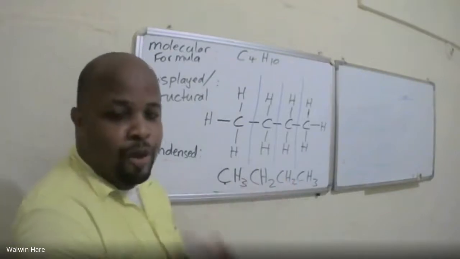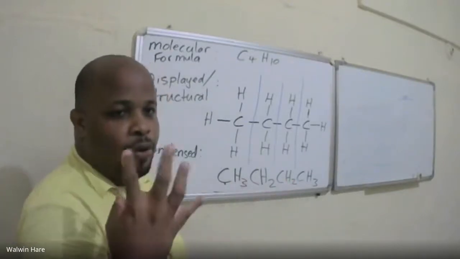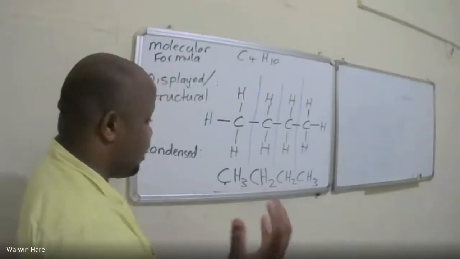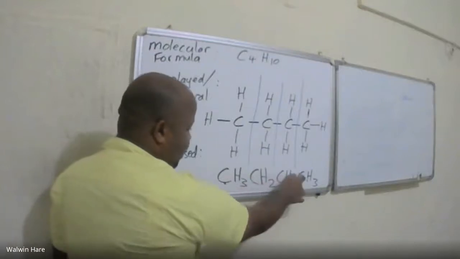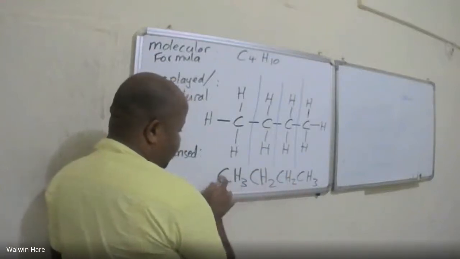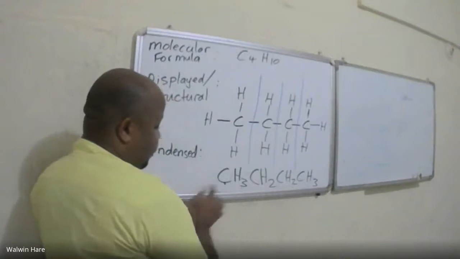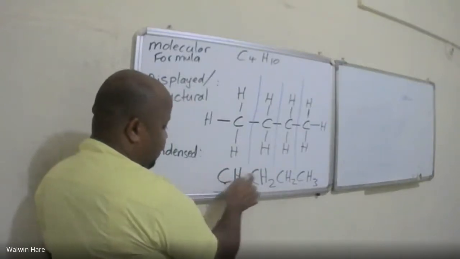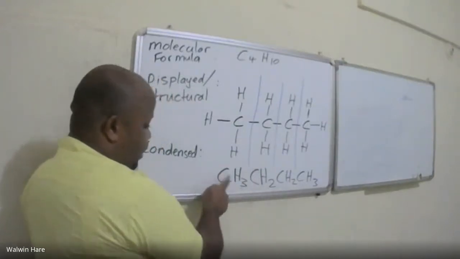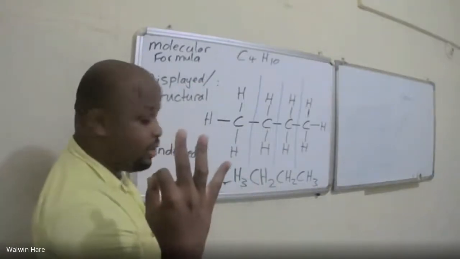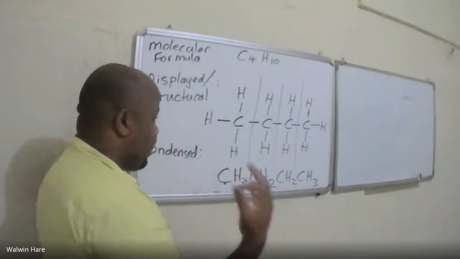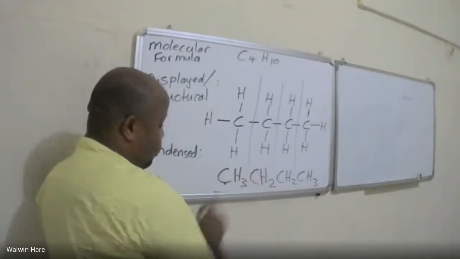Also, remember carbon forms how many bonds? 4. Right. Yes, and we know that the carbon atoms must be connected to each other, right? So this carbon, CH3, if it is bonded to 3 hydrogens, that is 3 bonds. So the next bond means it would have to be with this carbon.